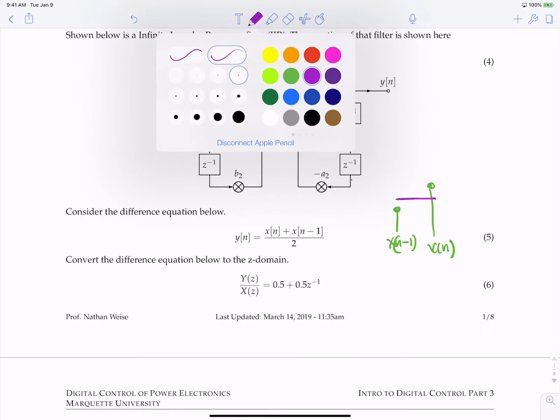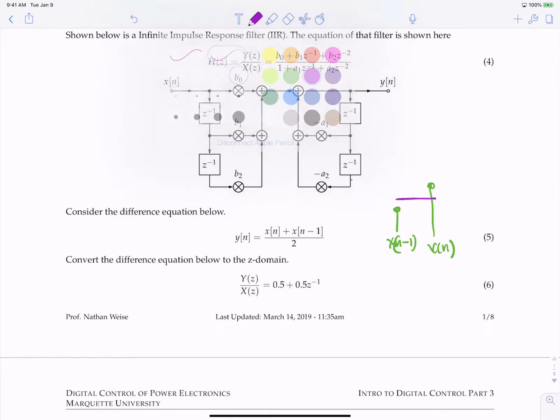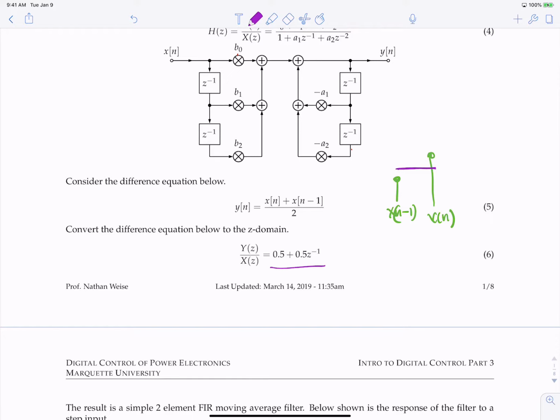So if we go ahead and convert this to the z-domain transfer function, we get this. And of course, if we look at equation 6, we know that that is a FIR filter. There are no feedbacks to the output.